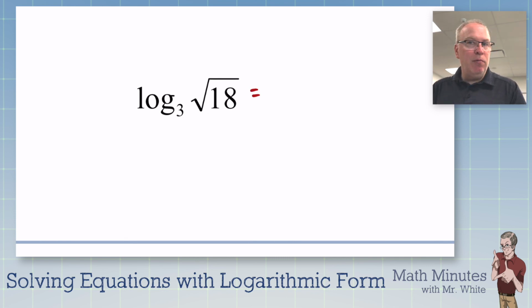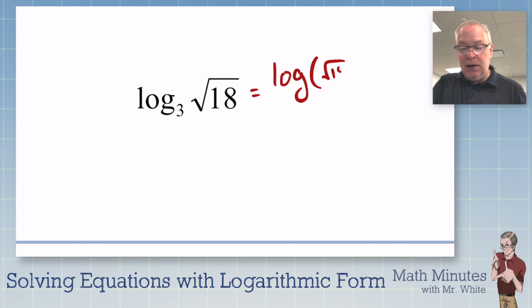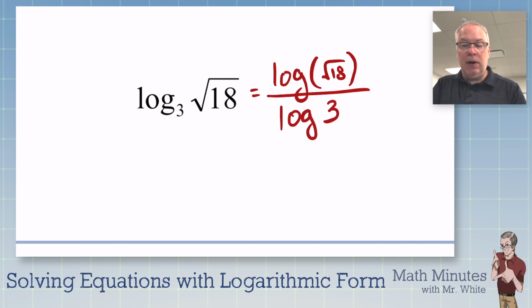All right, so we want to rewrite it using that change of base formula. So this is the log of the square root of 18, which is a number, all right? So we'll just type that in the calculator here in a moment. All divided by log base 3. So you want to type that in the calculator, and what do you get? I'm going to do it right now.